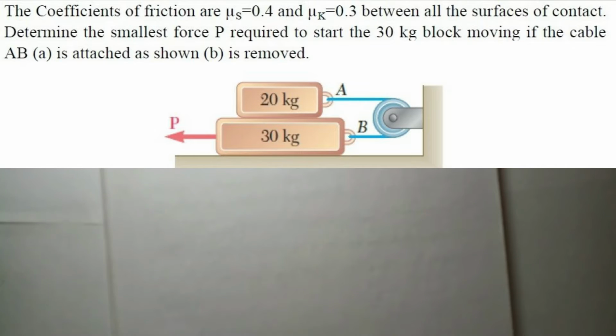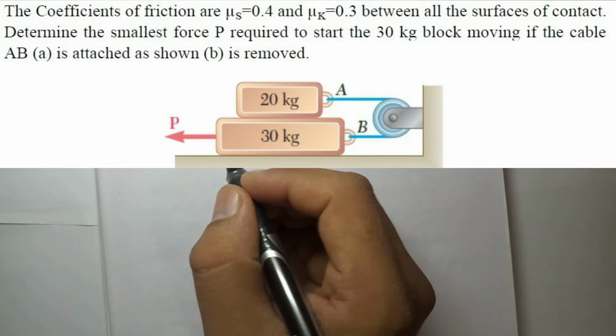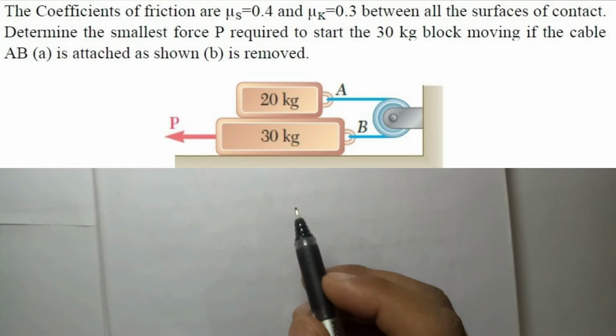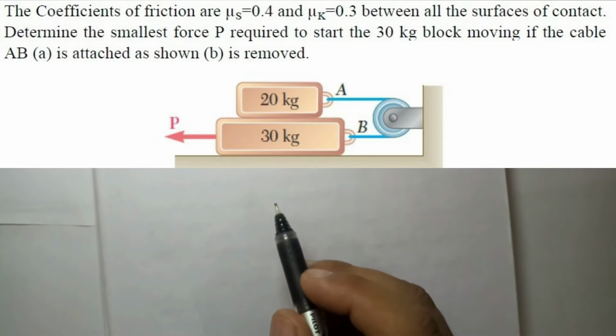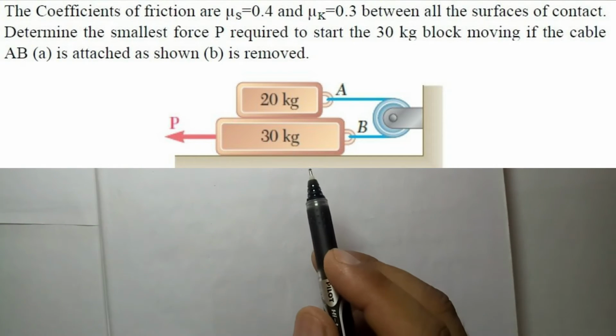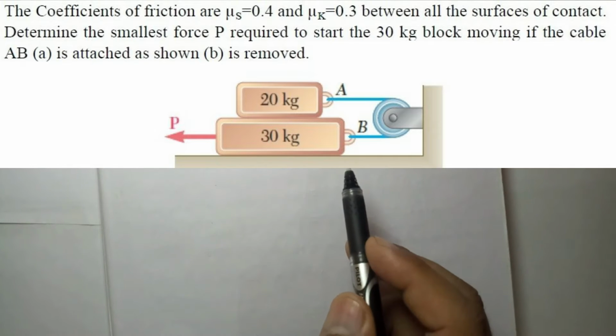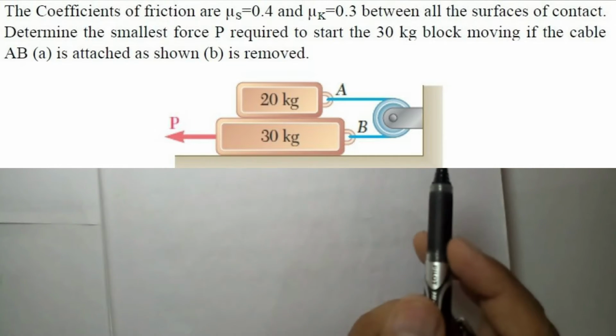Hello everyone, now we will solve a numerical which is again based on the frictional forces. The question says that the coefficients of friction are mu s 0.4 and mu k 0.3, meaning static friction 0.4 and dynamic friction 0.3 between all the surfaces of contact. Determine the smallest force P required to start the 30 kg block moving if the cable AB.